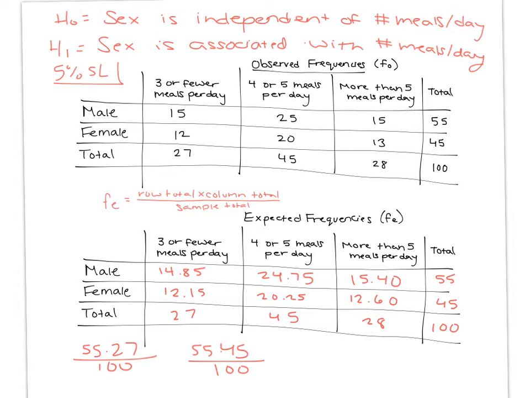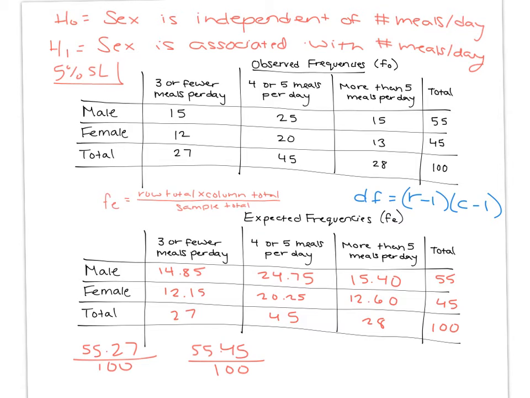Okay, and so once we have completely filled in the table, you'll notice that your totals should be exactly the same totals as you got from your observed frequencies. They should line up exactly the same. We also need to find out how many degrees of freedom we have. And so our degrees of freedom is going to be the number of rows minus 1 times the number of columns minus 1. And that does not include the total row or the total column.